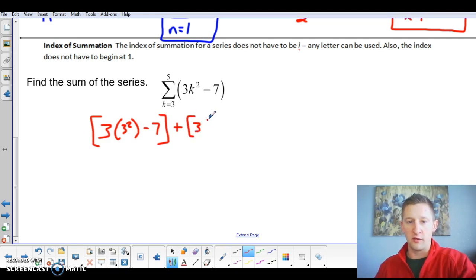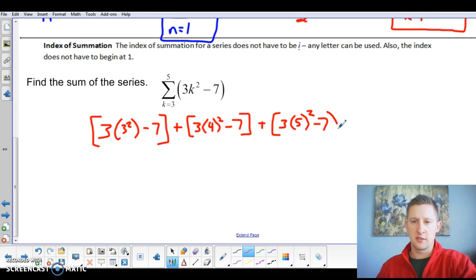Whatever that gives me, that'll be the first term in my series, plus I'm going to then plug in 4. So 3 times 4 squared minus 7. And then plus the last term is the fifth term. So plug in 5. 3 times 5 squared minus 7. Oops, bracket there. And do a little bit of math here.